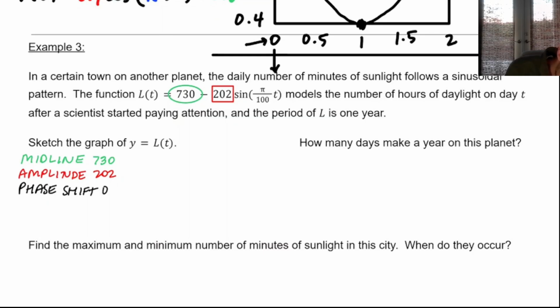Okay, and then the period, that's going to take a little bit of work. So I'll get that from there. Period equals 2 pi over b, where b is pi over 100. So I'm going to take 2 pi, and I'm going to multiply it by 100 and divide it by pi. So that's going to equal 200. So the period is 200 days.